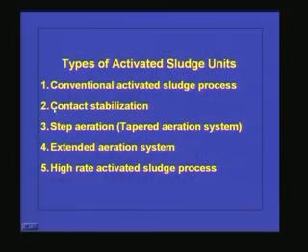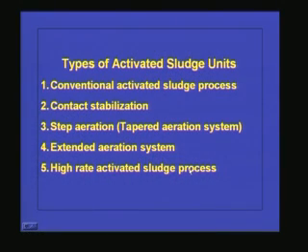One is contact stabilization, another is step aeration or tapered aeration system, then extended aeration system, and fifth is the high rate activated sludge process. There is another one, which is sludge reaeration. It is not a process modification. To improve the efficiency, in earlier days people used to take the sludge and reaerate it before putting it back into the system, so that the oxygen deficiency will be less in the system. So, that is another type of activated sludge process.